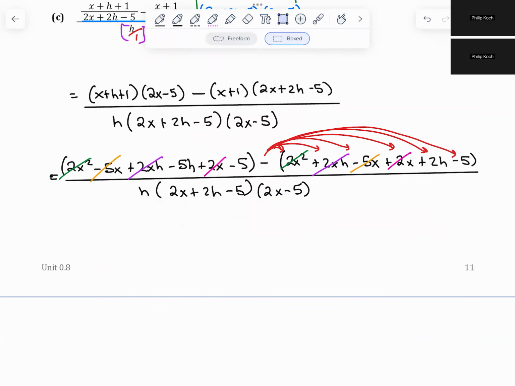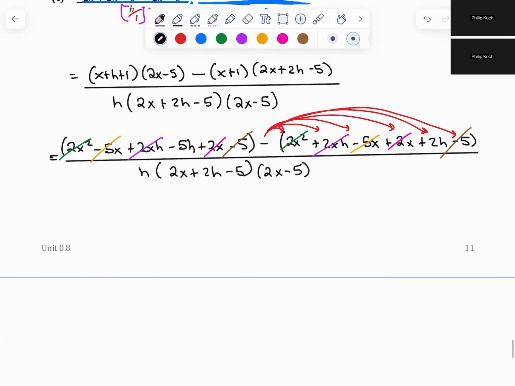Okay. Never mind. The 2h and the 5h are going to combine, but then those fives are going to cancel as well. So all that's going to be left in the numerator is a negative 7h over h times 2x plus 2h minus 5 times 2x minus 5. I think I'm going to make this one easier next time. I think I'm going to edit this one and make it a little bit nicer. Well, but I mean, this is good algebra. Negative 7h, yes.